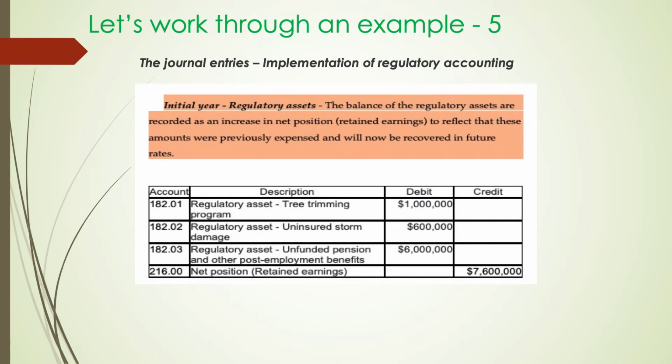We see the $1 million of tree trimming program costs, the $600,000 of uninsured storm damage, and the $6 million of unfunded pension and other post-employment benefit costs. And the sum of those three, the $7.6 million, is recorded as a credit to net position or retained earnings, and the FERC account for that is account 216. This recognizes that we are taking $7.6 million of costs that we had recognized in prior years, and we will now recognize those costs instead over future years as we recover those costs from our customers through their rates.